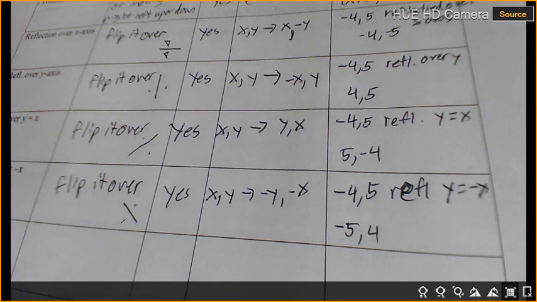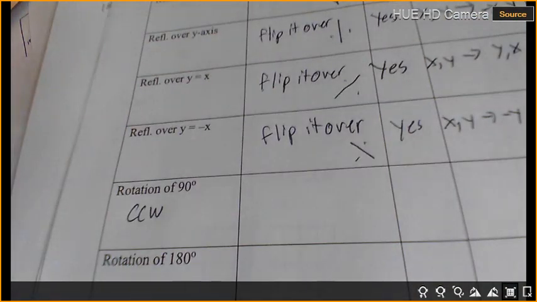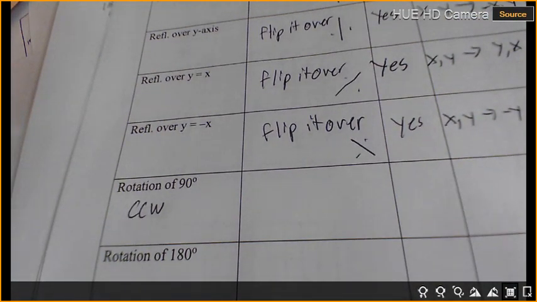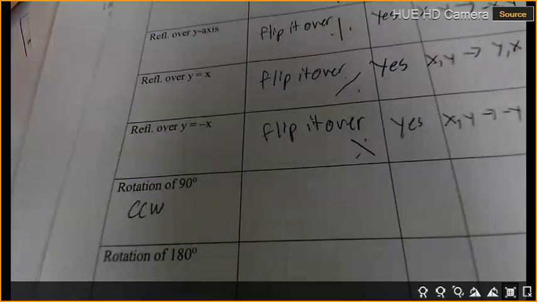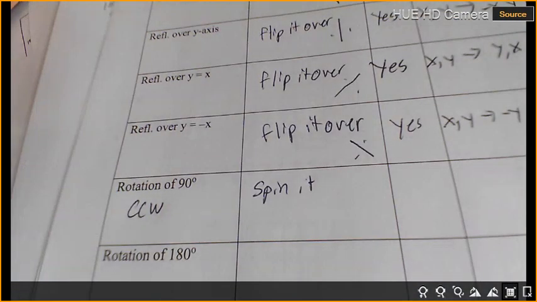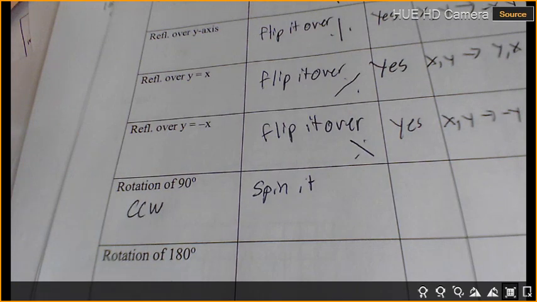Rotations. All right, we're going to rotate it 90 degrees, and I'm going to put this on here, counterclockwise. So a rotation, what's another way to talk about a rotation? Spinning? Okay. Spin it. Does it stay rigid? Is it the same shape, just in a different location? Yes.